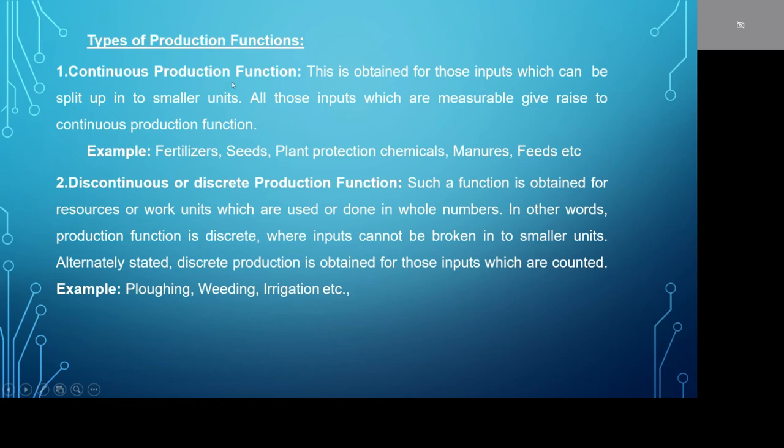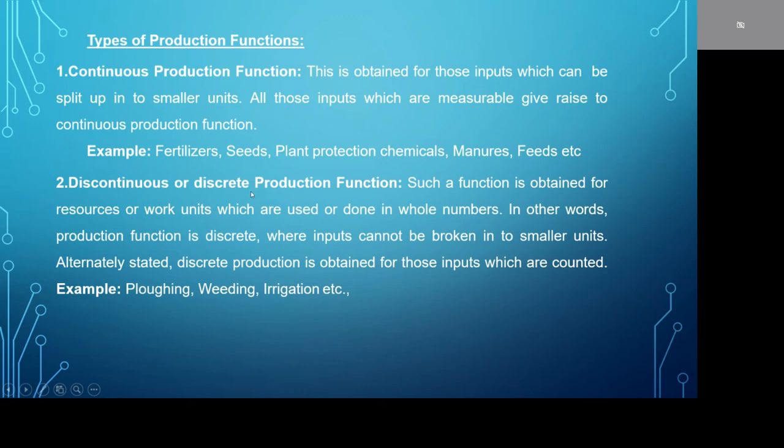First, continuous production function. In this continuous production function, resources are split up into smaller units. Those inputs are measurable. Examples are seeds, fertilizers, plant protection chemicals, manures, etc. In this, resources are split into smaller units.